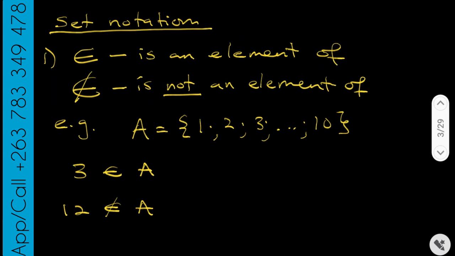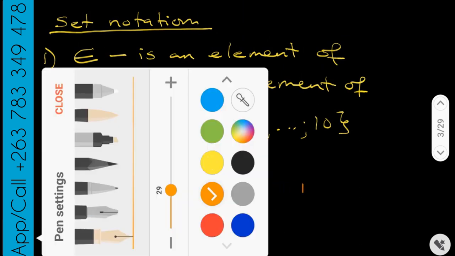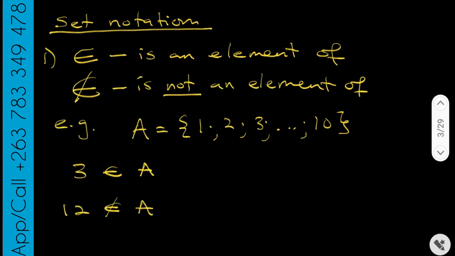Now let's look at set notation and understand a little bit more about that. So the first symbol that we're going to see is the element symbol. It looks like an elongated E. This elongated E means "is an element of". And when we cross it out, it means "is not an element of". So this represents that statement and that represents that statement.